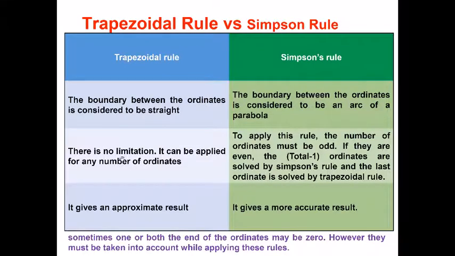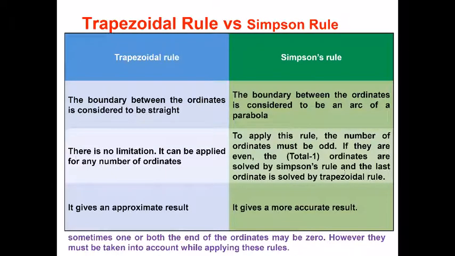And in trapezoidal rule, there is no limitation. It can be applied for any number of ordinates. But in Simpson's rule, the number of ordinates must be odd. And if they are even, the total minus one ordinates are solved by Simpson's rule, and the last ordinate is solved by trapezoidal rule.